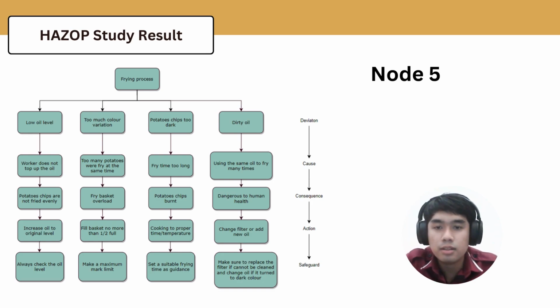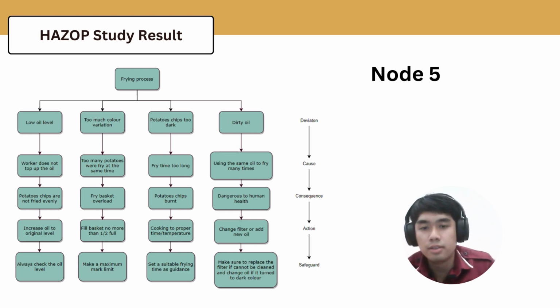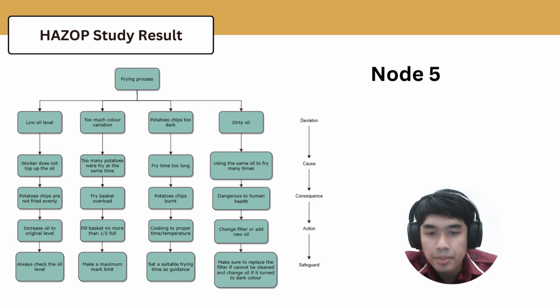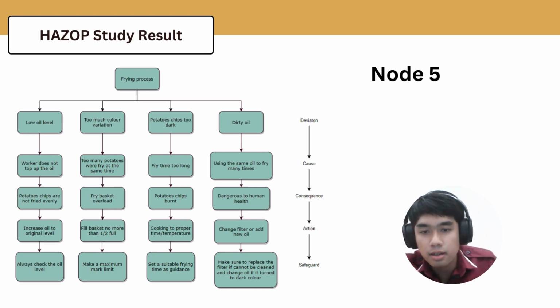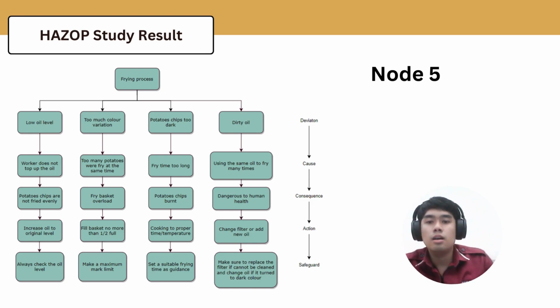And lastly, you have dirty oil. It is because of using the same oil for frying every time. The consequence is that it is dangerous to human health. The action needed to prevent this is to change or filter or add new oil. So the safeguard is to make sure to replace the filter if it cannot be cleaned, and change the oil if it has been used many times or it has turned dark in color.